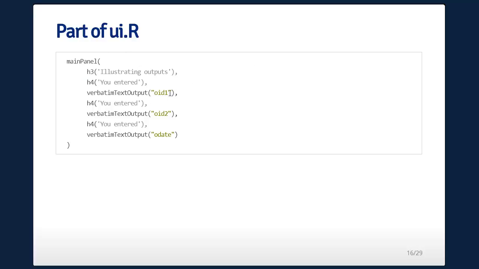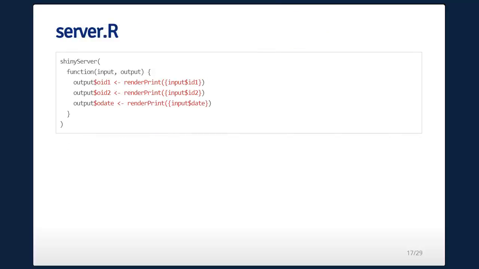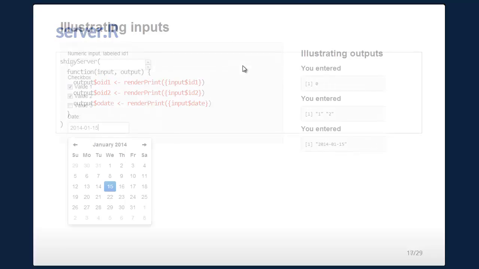But notice I got to grab these OID1, OID2, and ODate variables. Where do those come from? Well, those come from your server function. And my server function just says, it takes in my input, which is my input ID1. So this is where it grabs the HTML labels, right? ID1, ID2, and date. And then here, render print is just saying the output is going to be formatted as printed text. So output OID1 is going to be printed, just reprinting the input ID, and so on. Okay?